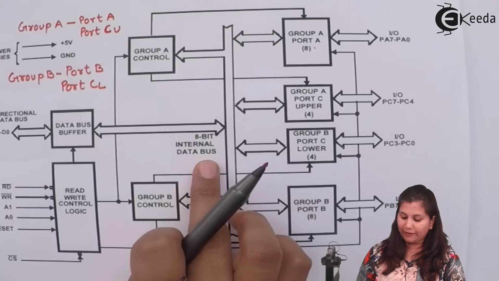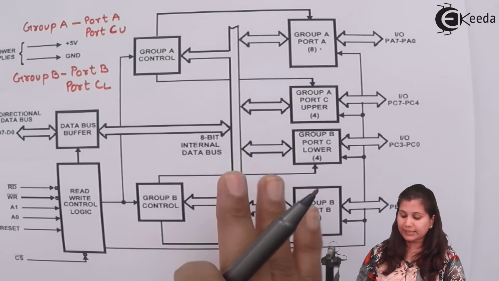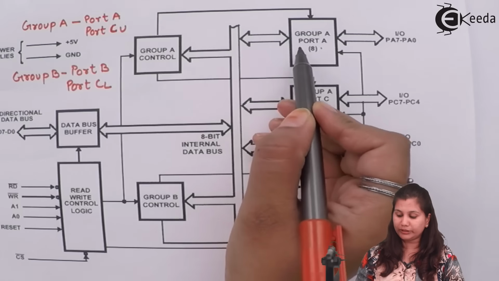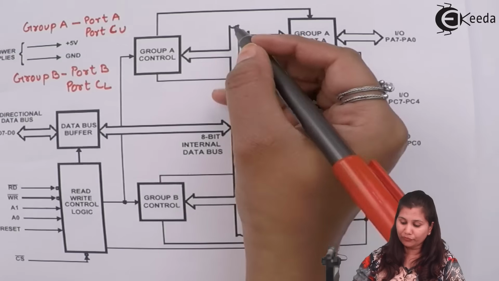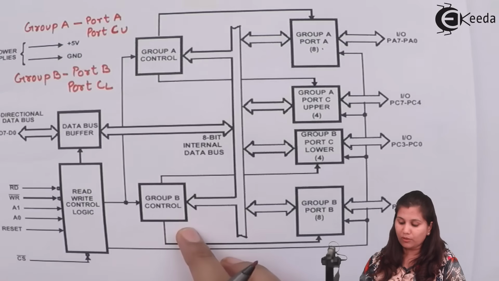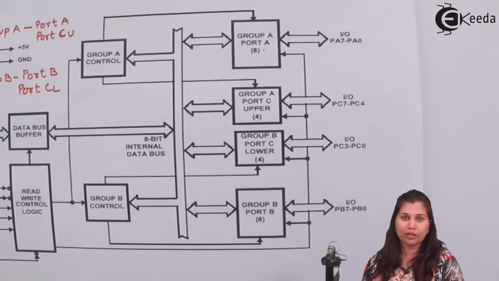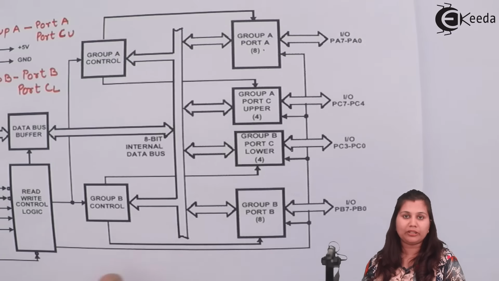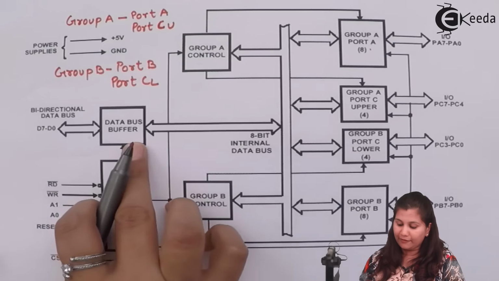Then we have an internal 8-bit data bus, and this data bus is connected to all the ports. The data can be read from the data bus, and also the data from the ports can be written on the data bus. So we have this 8-bit internal data bus which is connected with the controls also and to all the ports. Now these ports can act as input output ports. So we have these bidirectional lines here, which show that they can be used as input output ports depending upon the modes.